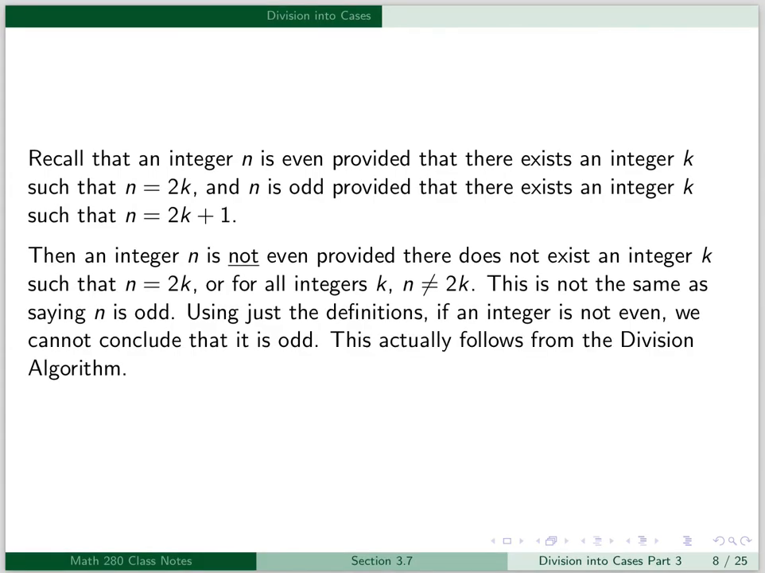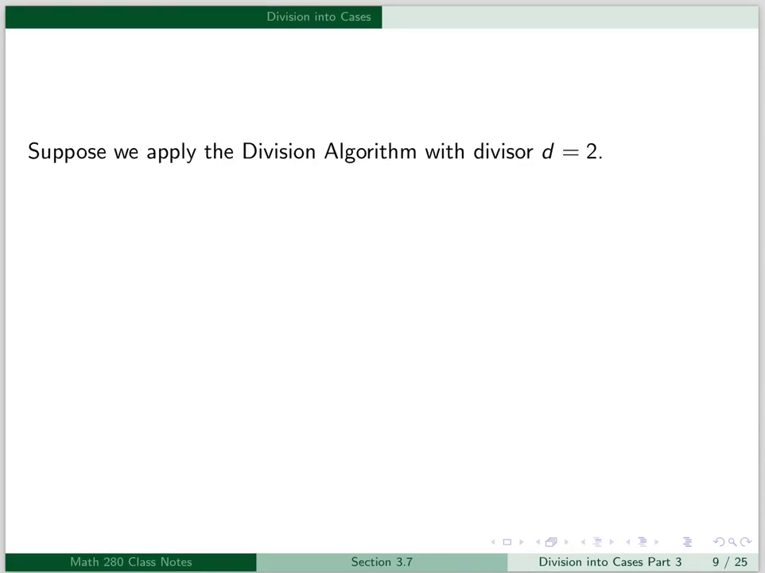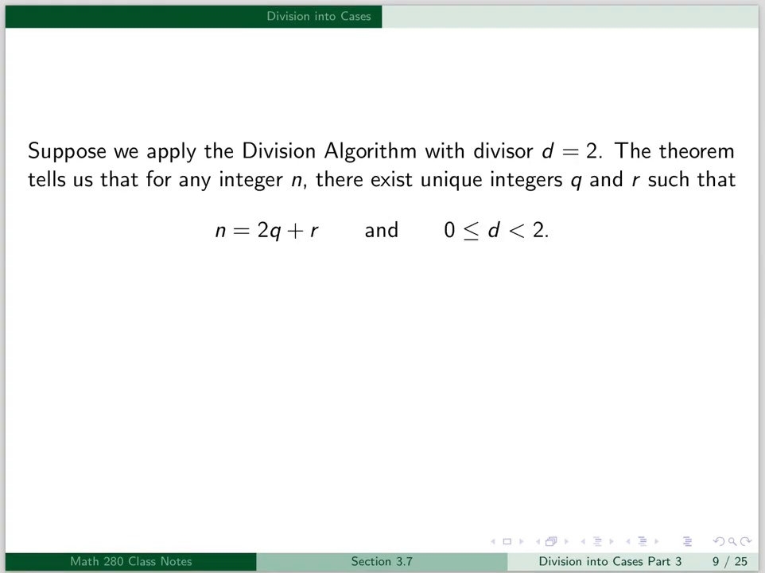This result actually follows from the division algorithm, and we want to look at this now. Suppose we apply the division algorithm with a divisor d is equal to 2. The theorem tells us that for any integer n, there exist unique integers q and r such that n is equal to 2q plus r and 0 is less than or equal to r is less than 2.